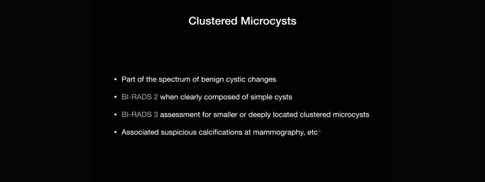This is part of the spectrum of benign cystic changes, and if it's very clear, you can give it BI-RADS 2. You don't need to do any follow-up. Similar to the simple cyst, if you cannot definitely localize it, meaning it's a cluster of cysts that is either small or deeply located, you can recommend follow-up.